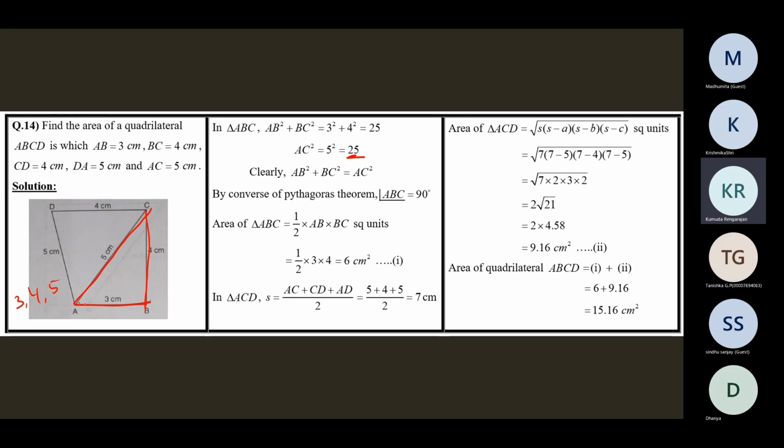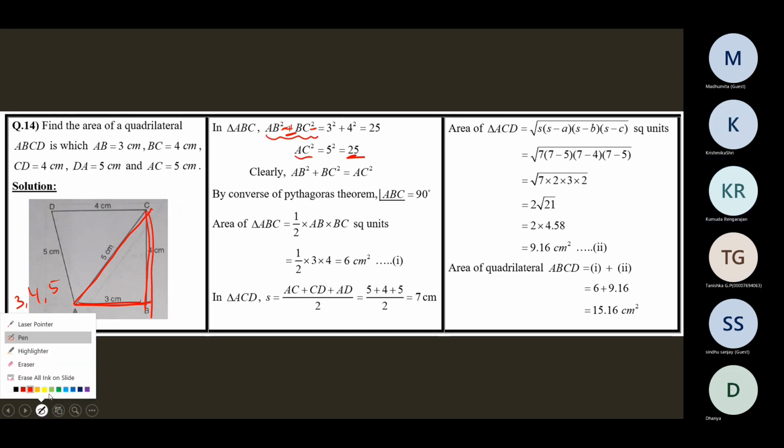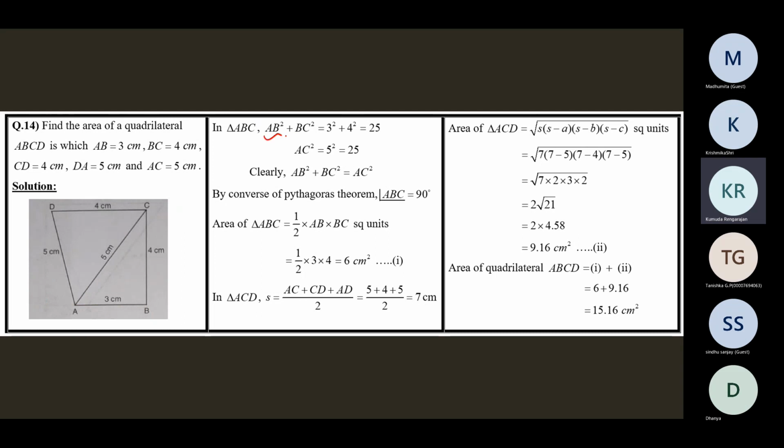The remaining two sides are AB and BC. Find the sum of the squares of the remaining two sides. So 3 square plus 4 square. 9 plus 16, 25. They're the same. So you can see that AB square plus BC square is equal to AC square.